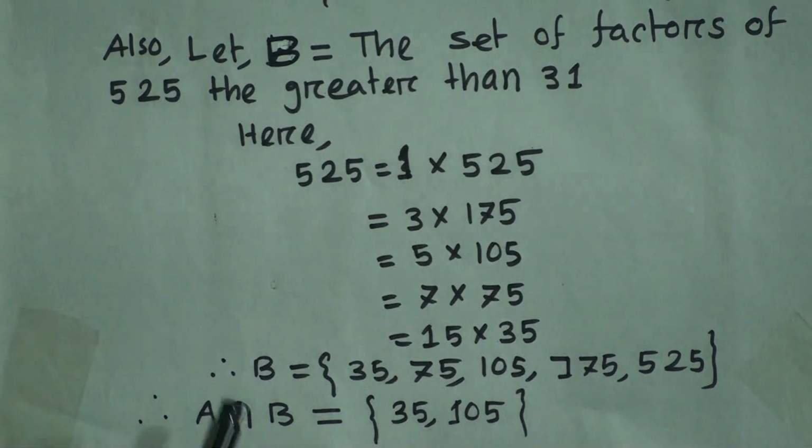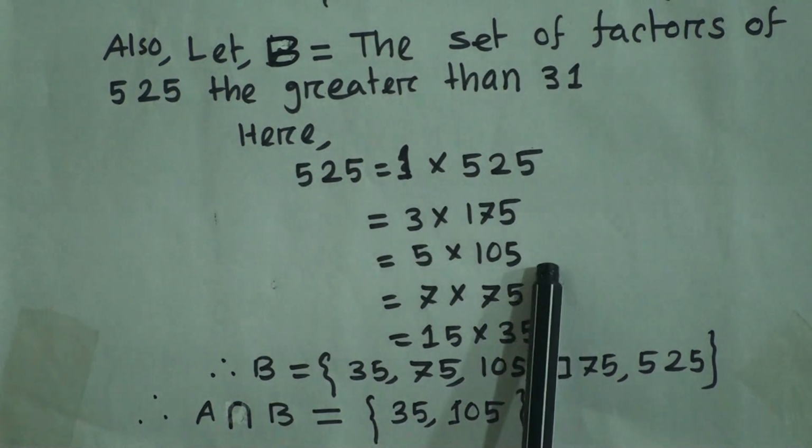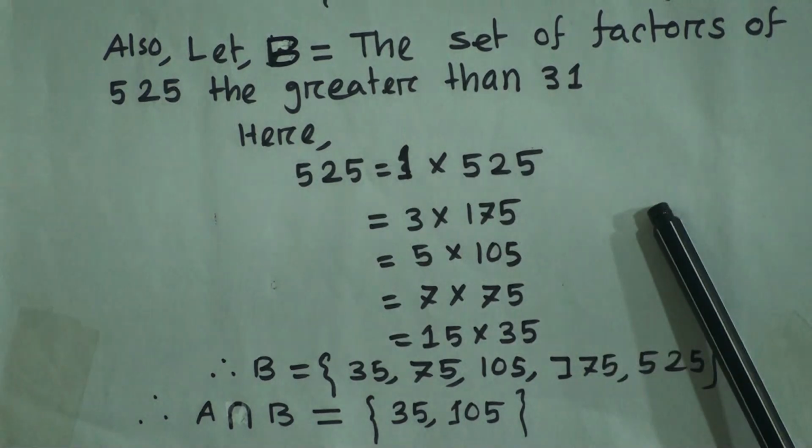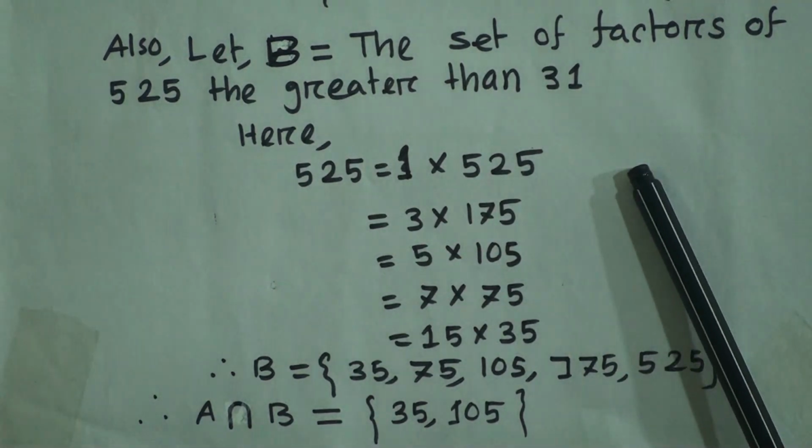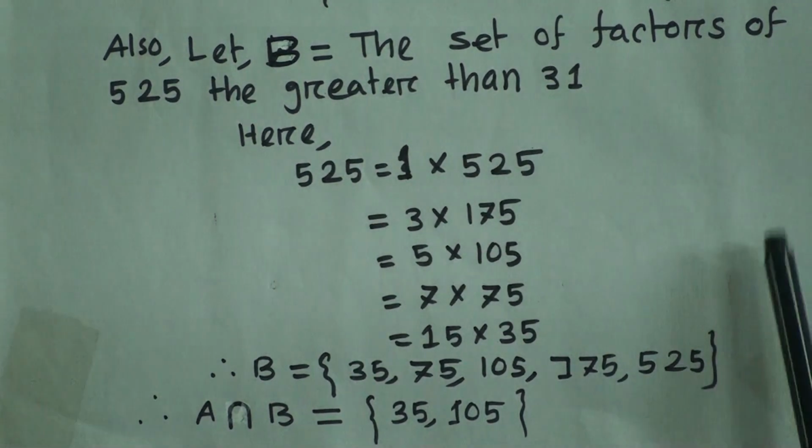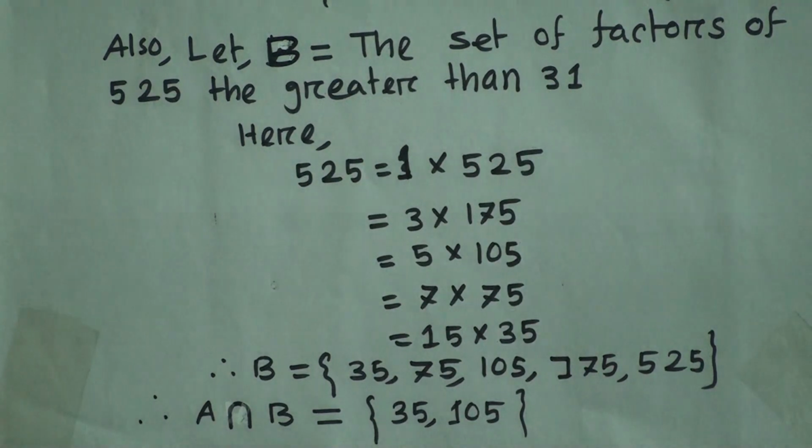Therefore, according to the condition, we select the factors B equal to 35, 75, 105, 175 and 525. But remember we can't select 15, 7, 5, 3, 1, because this is a contradiction of our rules.